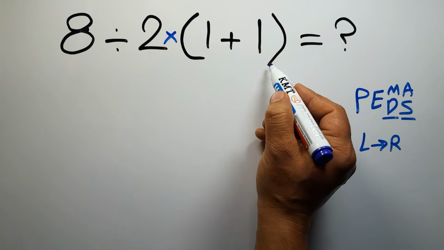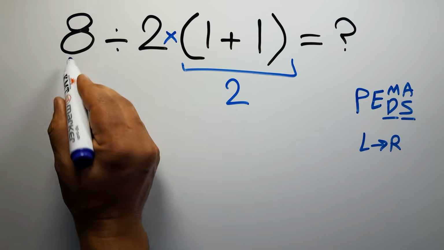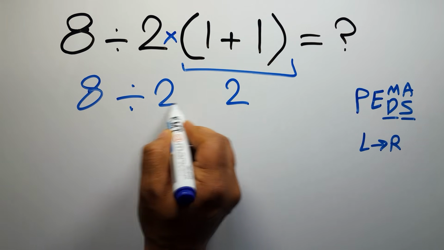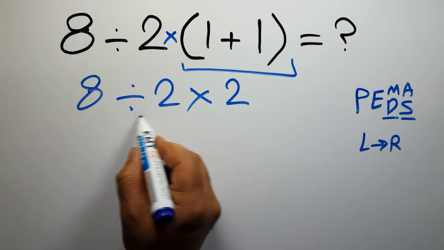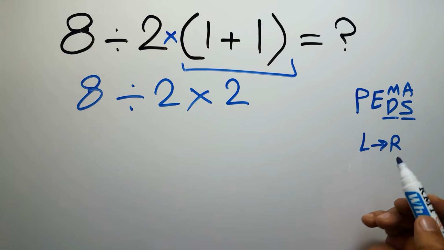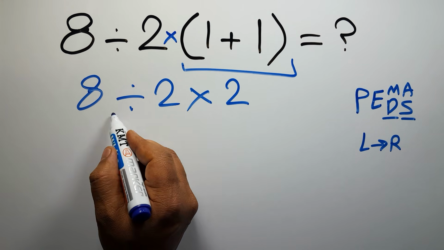Okay, inside this parentheses we have 1 plus 1, which gives us 2. So 8 divided by 2, then times 2. Now we have one division and one multiplication. As I said, multiplication and division have equal priority and we have to work from left to right. So here, first we have to do this division.